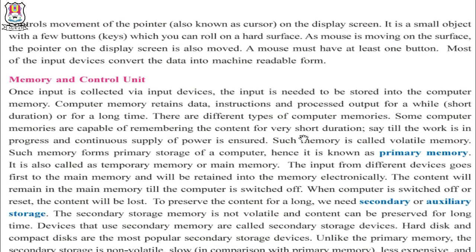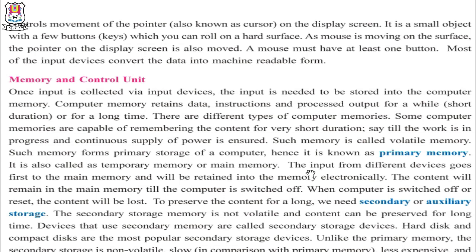Input, memory and control unit. Once input is collected via input devices, the input needs to be stored in the computer memory. Computer memory retains data, instructions and processed output for a short duration or for a long time. There are different types of computer memories. Some computer memories are capable of remembering content for a very short duration, say till the work is in progress and continuous supply of power is ensured. Such memory is called volatile memory.